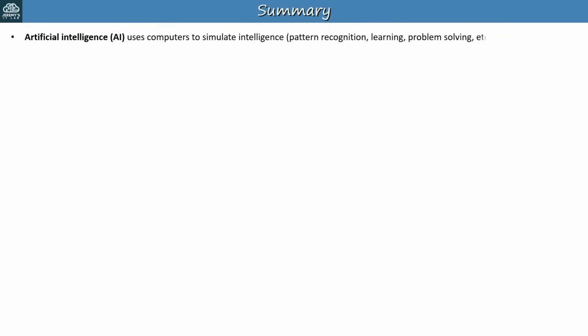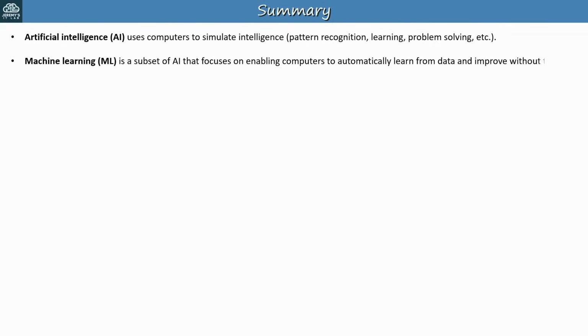Before moving on to the quiz, let's summarize what we covered. Artificial intelligence, AI, uses computers to simulate intelligence, capable of pattern recognition, learning, problem solving, and other tasks. Machine learning, ML, is a subset of AI that focuses on enabling computers to automatically learn from data and improve without the need for explicit programming. But like AI, ML is a wide field, and there are a variety of ways that a computer can learn.